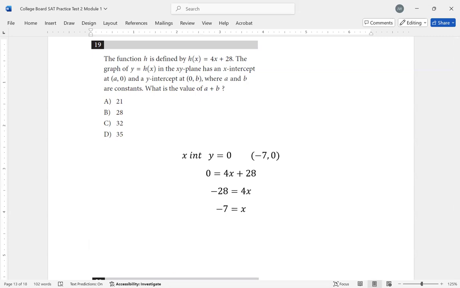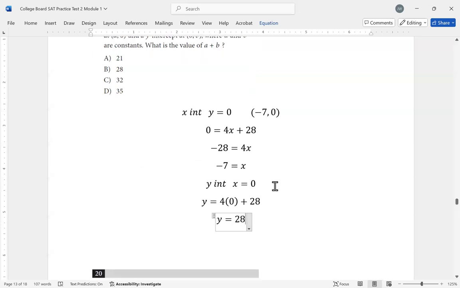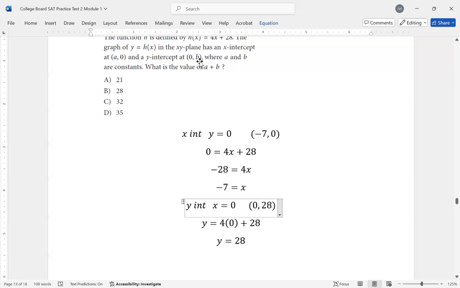Now the y-intercept happens when x is 0. So we get y is equal to 4 times 0 plus 28, plugging in 0 into the x value of that function. That's pretty easy to solve. Y equals 28. All I have to do is simplify that right-hand side. So my y-intercept is the point 0 comma 28, and the b of my y-intercept is 28.